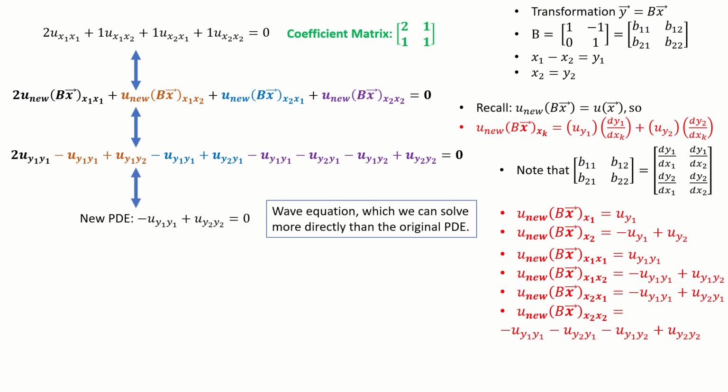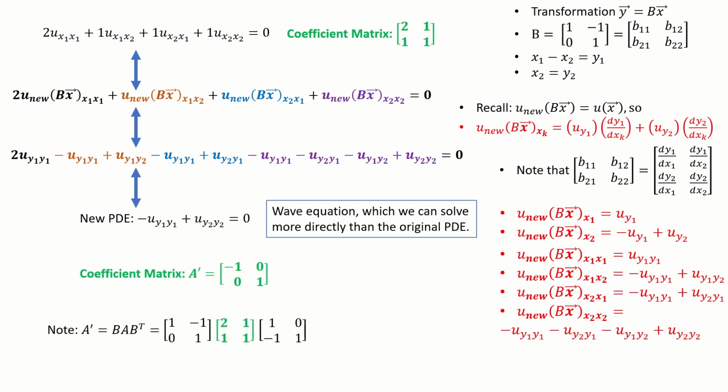It simplifies to a wave equation, which we can solve more directly than our original PDE. Notice the coefficient matrix of our new PDE is a similarity transformation under b of our original coefficient matrix A. This will be true in general and a very useful fact.